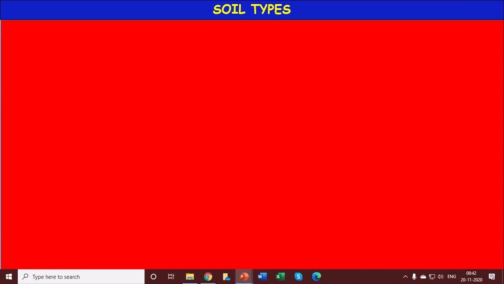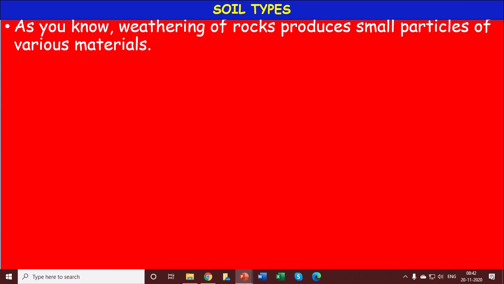Let us proceed. The soil types today. What are the different soils and the types of soils, how they are useful, in what way those soils we prefer, what type of soil is suitable for growing different types of crops.